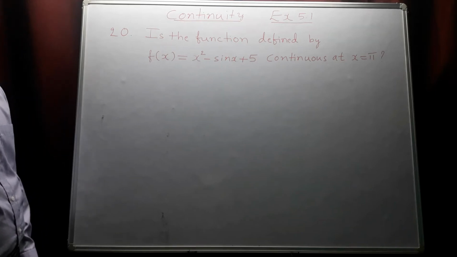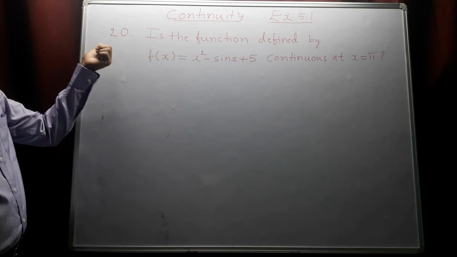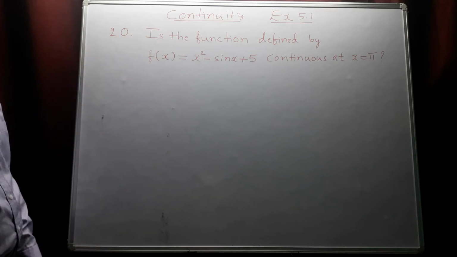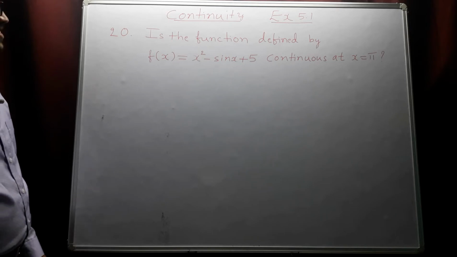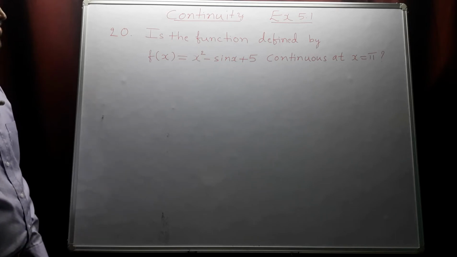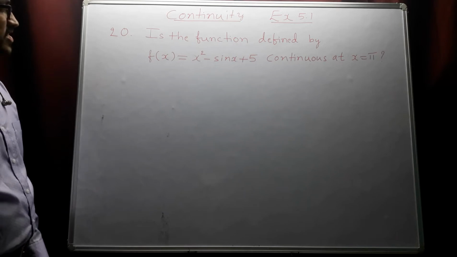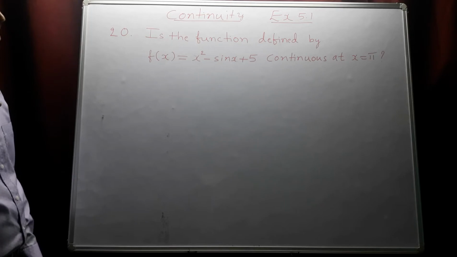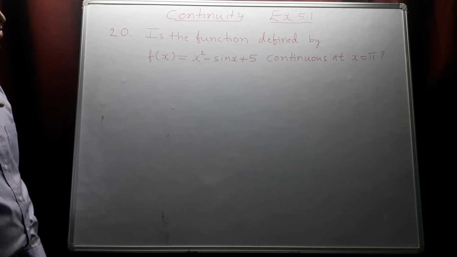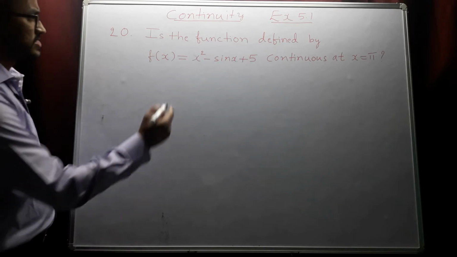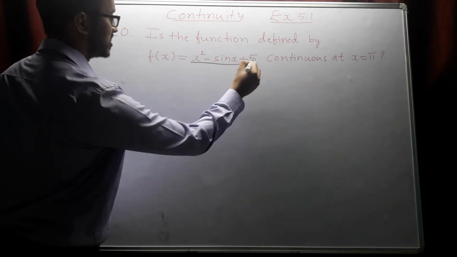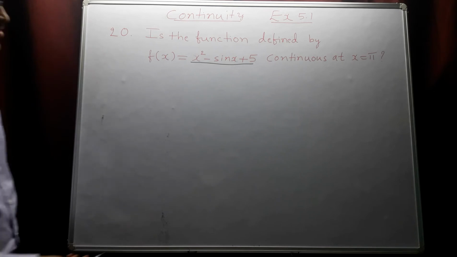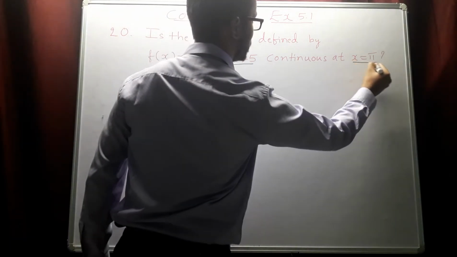So in this video, let us solve question number 20 of exercise 5.1 of the continuity chapter. The question is: is the function defined by f(x) = x² − sin x + 5 continuous at x = π? So we have to check the continuity of the function f(x) = x² − sin x + 5 at the point x = π.